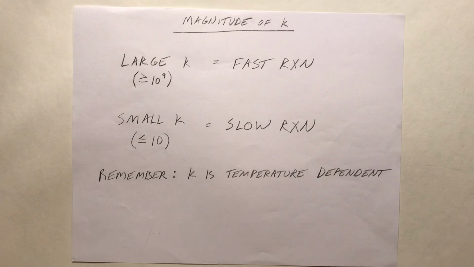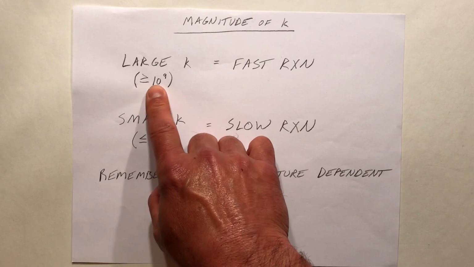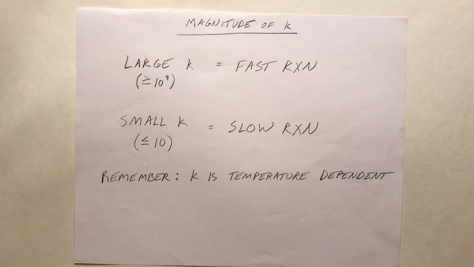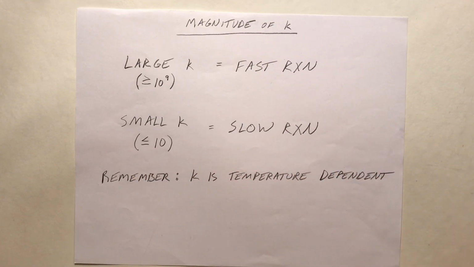Now the magnitude of K has an effect on reactions. Typically when we have big values of K, so large K values that are, say, greater than or equal to 1 billion or 10 to the 9th power, would be very fast reactions. And then small values of K that are less than or equal to 10 would be very slow reactions. And remember that K is temperature dependent. So for most reactions, we see that if you get them hotter, particles are going to move faster, and we're going to get more collisions in a short amount of time, and reactions will progress faster.